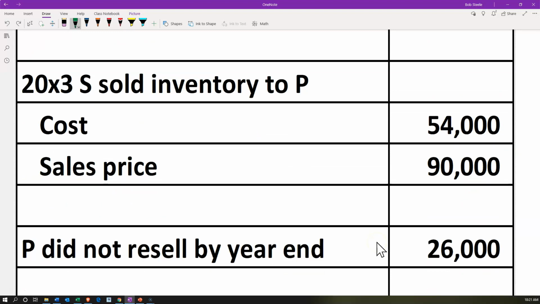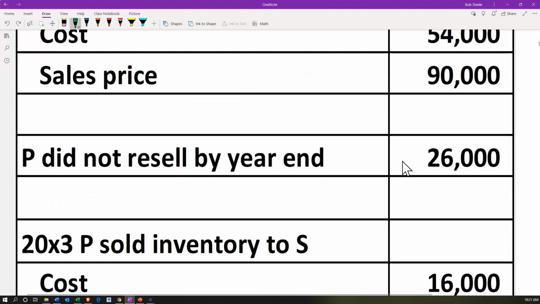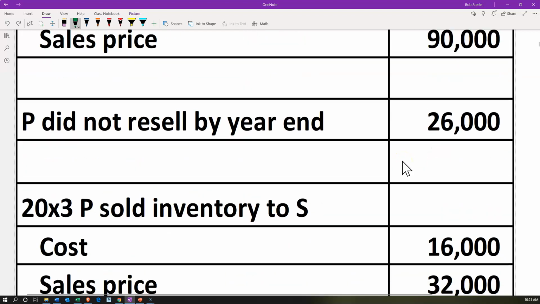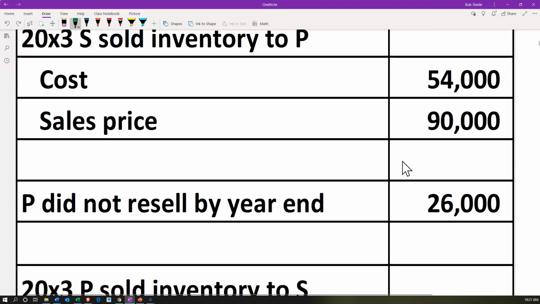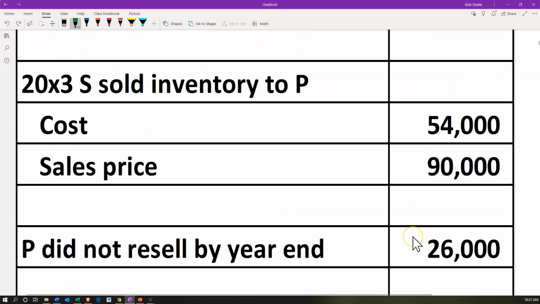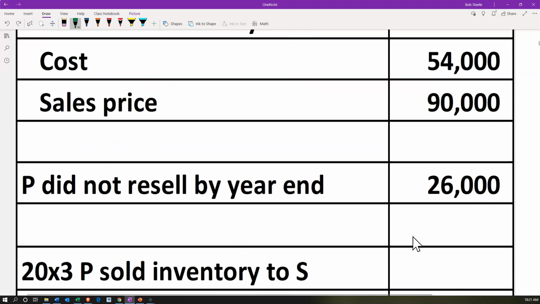So in the current year, 2000X3, S sold to P. That's going to be the subsidiary to the parent for the cost of the 54 and the sales price, the 90. And then P did not resell by year end. So all of this is still on P's books, still in basically ending inventory on P's books.